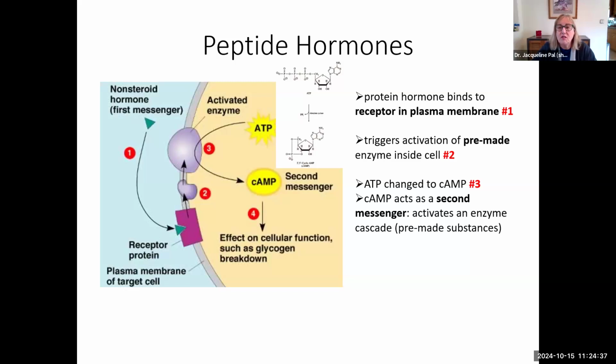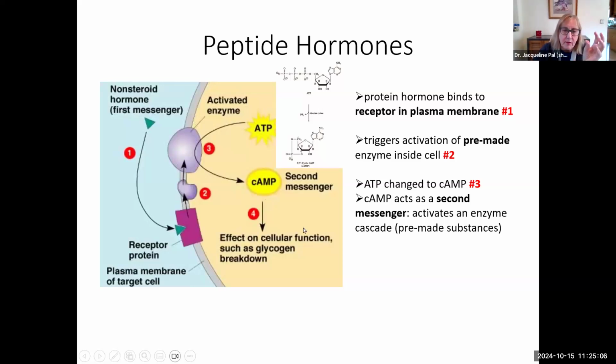It is now going to activate pre-made substances sitting in that target cell. So it's going to activate something, which is then going to work on something else, which may activate something else in the cell, which may activate something else, which then may activate something else. Or maybe it's just activating one thing, which is then causing something. Okay. But whatever it is, it's activating something.